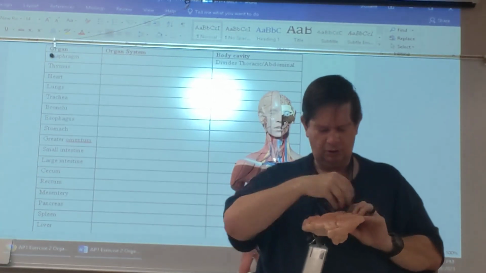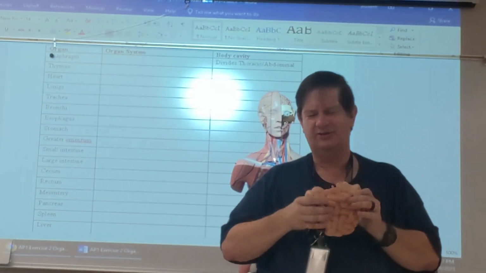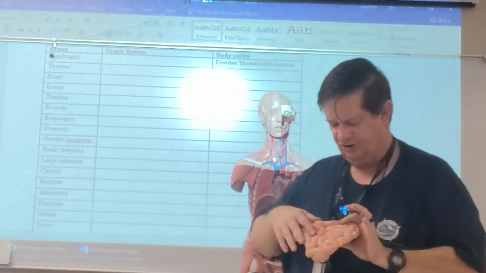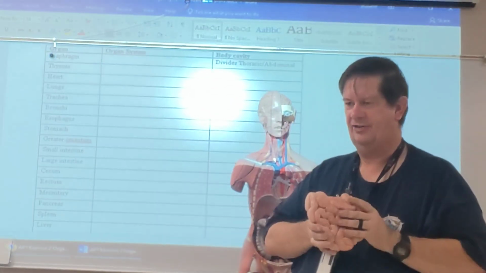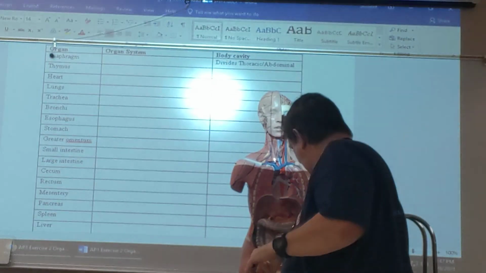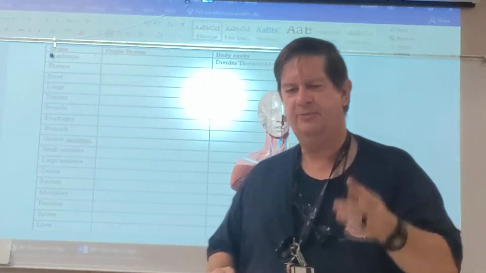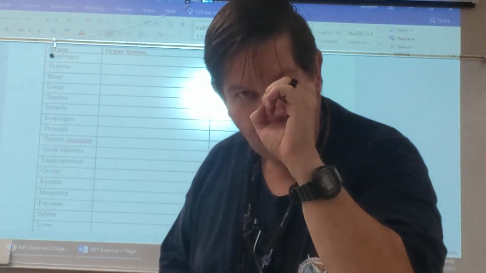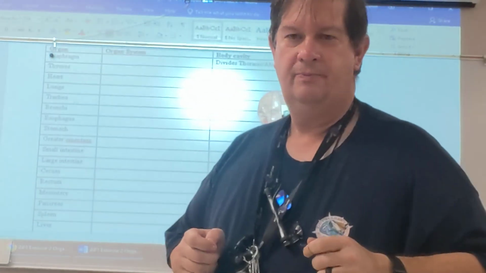The jejunum is all coiled around, kind of looks like sausage coily stuff. That's the jejunum, and that's most of the length of the small intestine. Now it's really important. I want you to know the small intestine is named small because it's small diameter, not because it's short. It's actually longer than the large intestine.